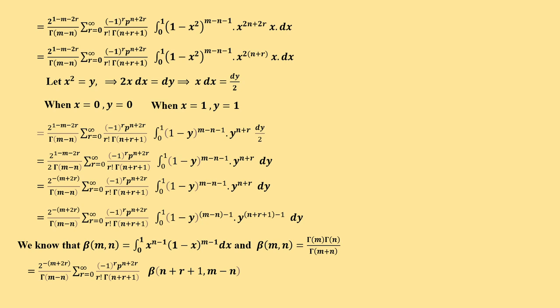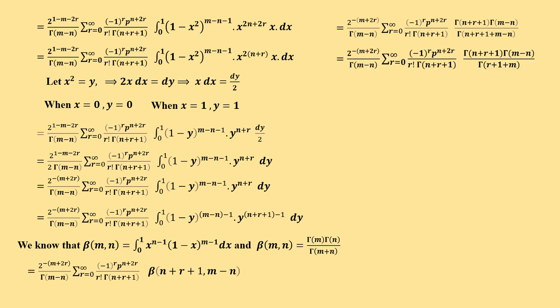So you just replace in the beta function. Beta(n+r+1, m-n) is equal to 2^(-m+2r)/Γ(m-n) summation r equal to 0 to infinity (-1)^r p^(n+r)/(r! Γ(n+r+1)) into... so we are using the relation between beta and gamma: Γ(n+r+1) into Γ(m-n) by Γ(n+r+1+m-n), right?